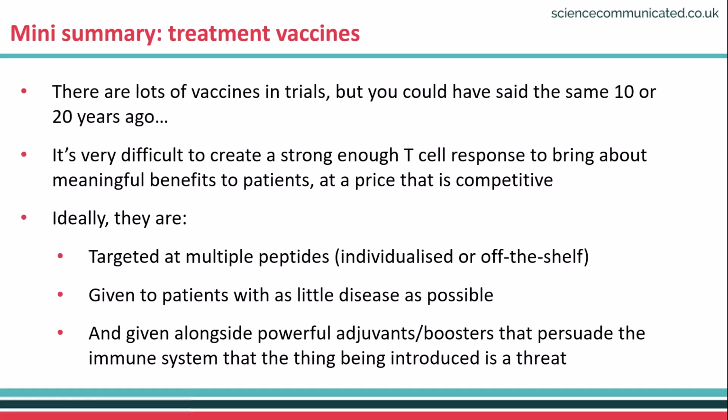Ideally, you need to target these vaccines at multiple different neoantigens, not just one. You need to give them to patients who have as little disease in their body as possible in order to give the vaccine and give the T cells a fighting chance to overcome and overwhelm those cancer cells. And you have to add in powerful adjuvants, things that boost the immune system and give the alarm signal to the immune system.